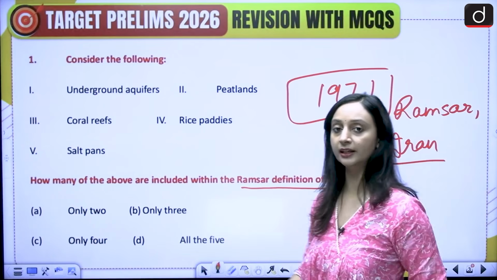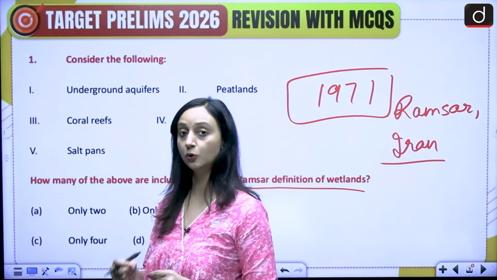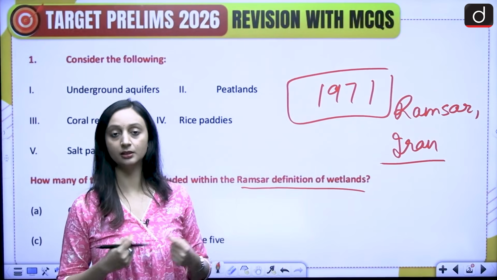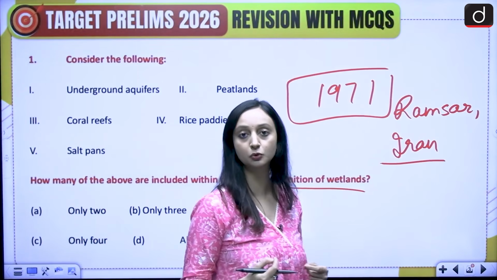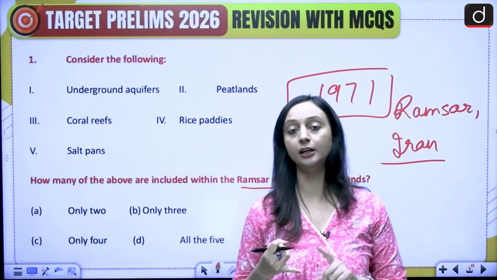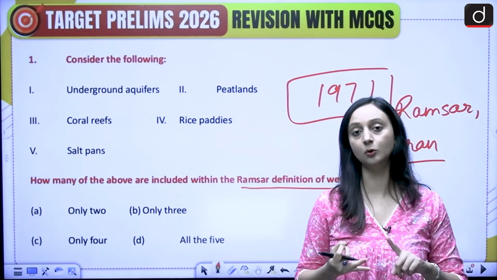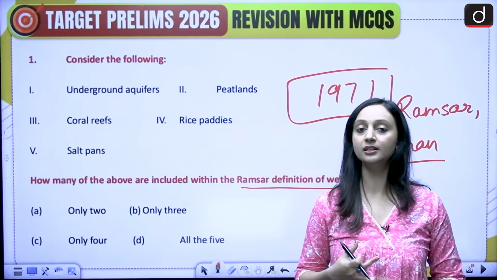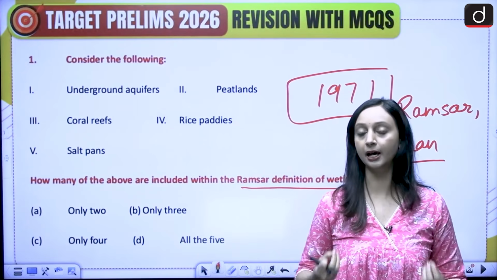Now this is a very special type of conservation. It actually focuses on the conservation and sustainable, judicious use of all types of wetlands, like human-made wetlands and also natural wetlands. So it has a very broad definition and not a narrow definition.